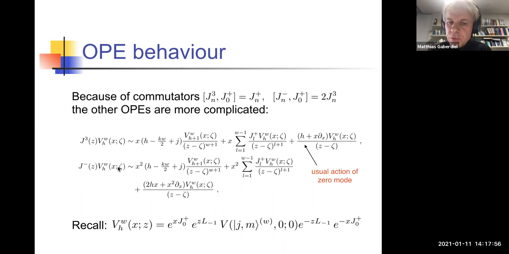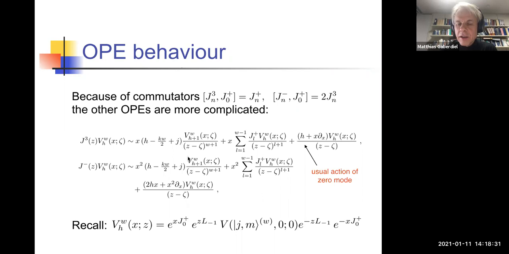What about the other two? Well, the other two are a little bit more subtle because you see here, for example, look at the J3 term. There will be one term, which is the usual one, which will be just h times the vertex operator divided by z minus zeta. That's just the J3 zero mode acting, and that just gives you h. So naively, you would think that's all there is to it, but you see, this vertex operator is defined by this formula. And when you take this J3(z) past this e to the x J plus, then because J3 and J plus don't commute, you pick up terms proportional to x that involve J plus.